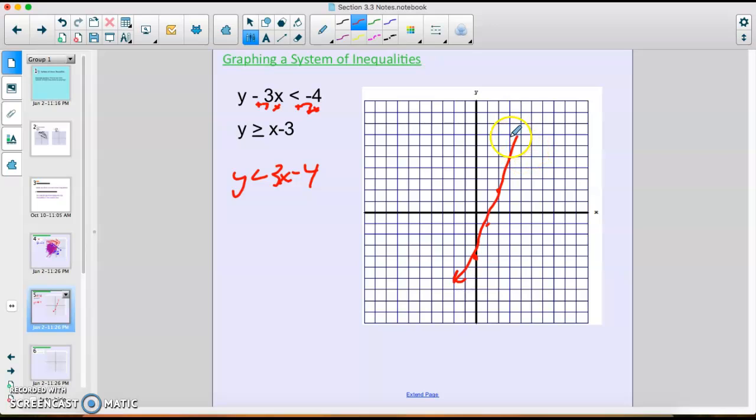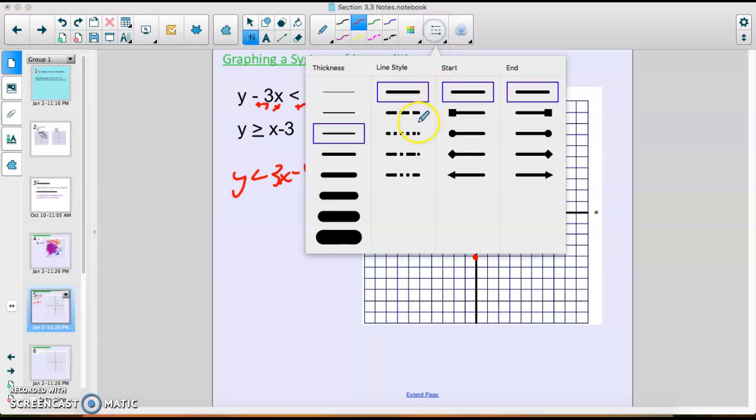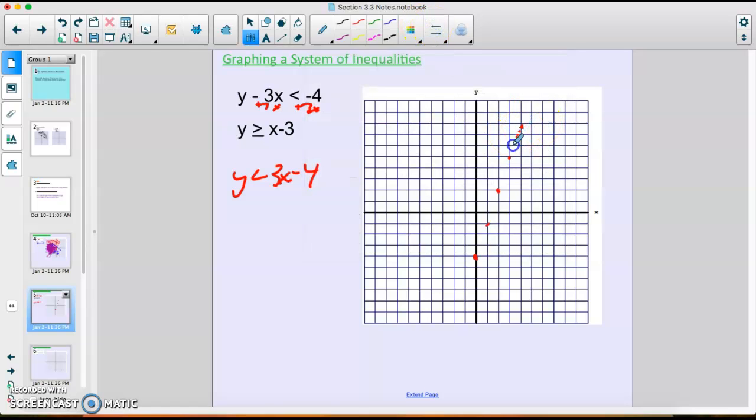Oh, I made a mistake here. Hopefully you saw it too. It's a dashed line. It's not solid, it's dashed. So let me make a dashed line here. Oh, sorry about that. We'll try that again. Okay, you get the idea.